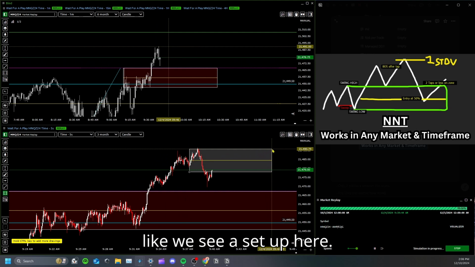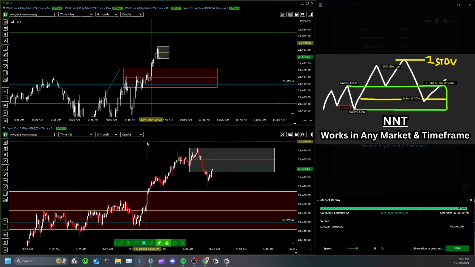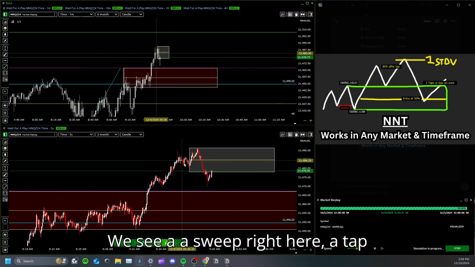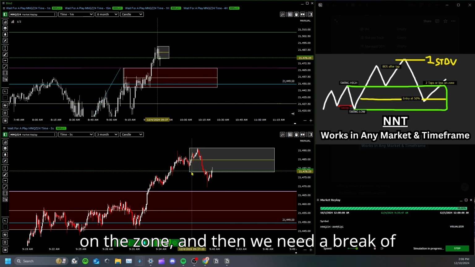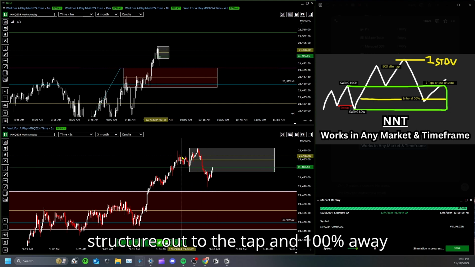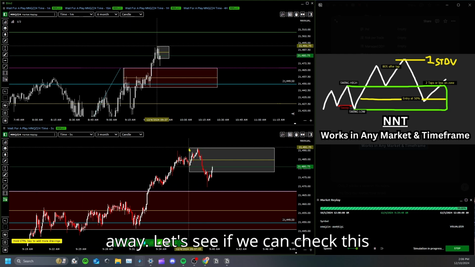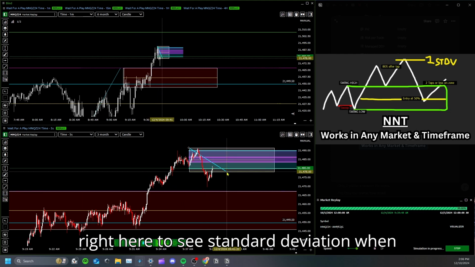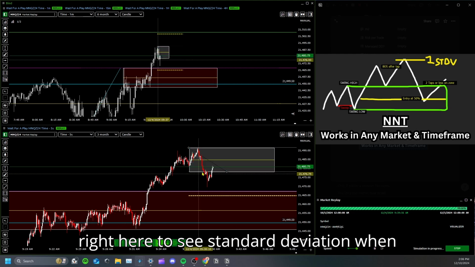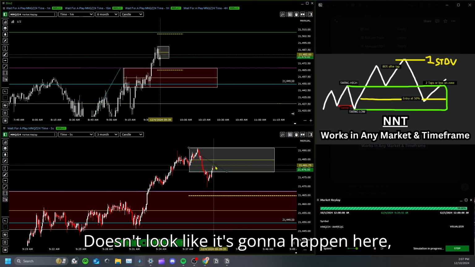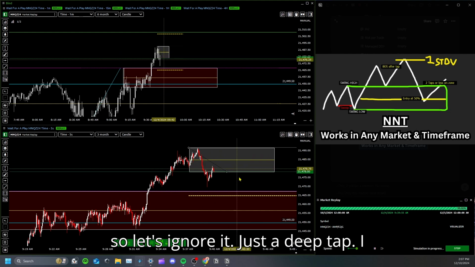So like we see a setup here, we see a sweep right here, a tap on the zone, and then we need a break of structure after the tap, and 100% away from the zone, but it did not reach 100% away. Let's see, we can check this right here to see standard deviation, 1 SDV. Yeah, it needs 100% away. Doesn't look like it's gonna happen here, so let's ignore it.